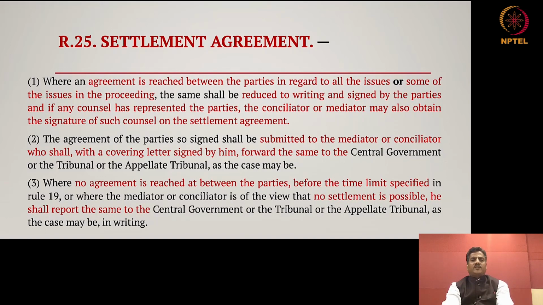Then Rule 25 talks about settlement agreement. After doing all the procedural aspects, following all the ethical rules, and keeping the trust of the parties, at the end the settlement agreement comes into the picture. Clause 1 talks about where an agreement is reached between the parties in regard to all the issues or some of the issues in the proceedings.